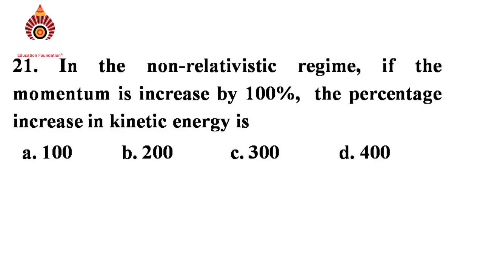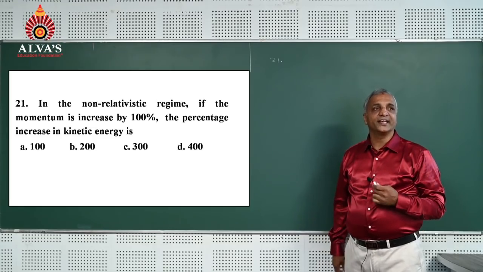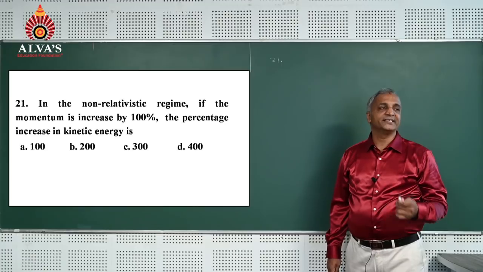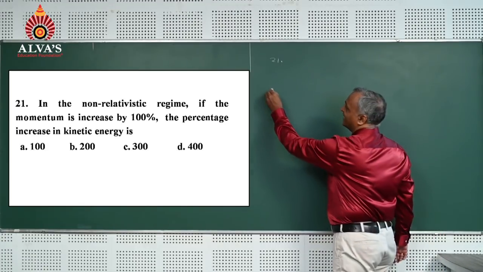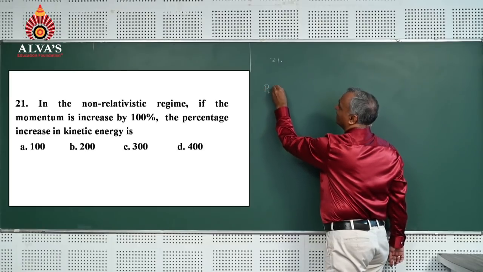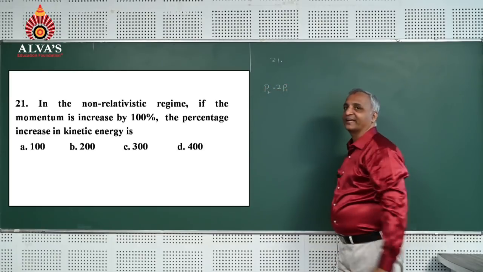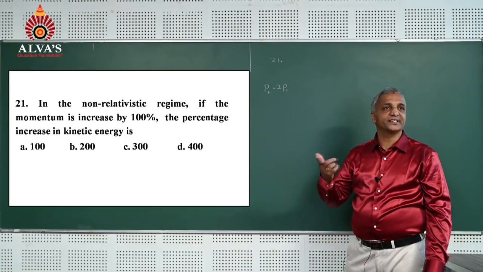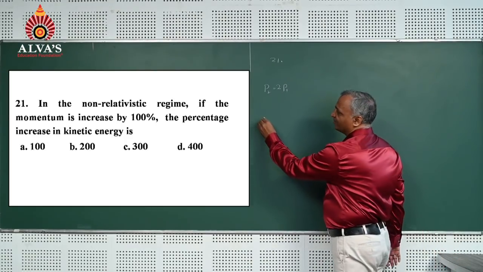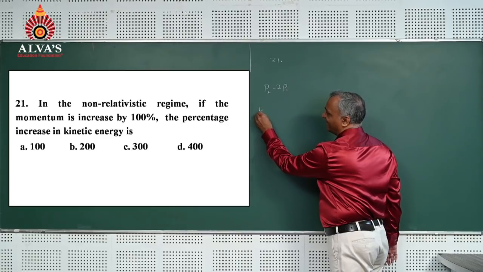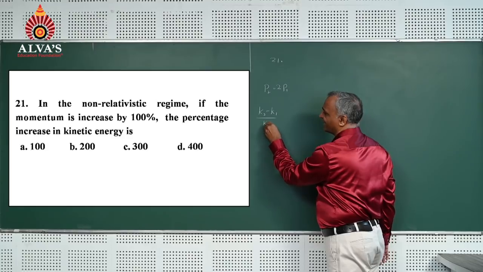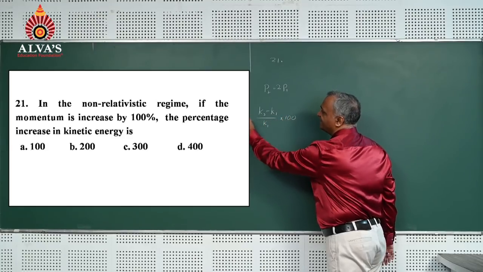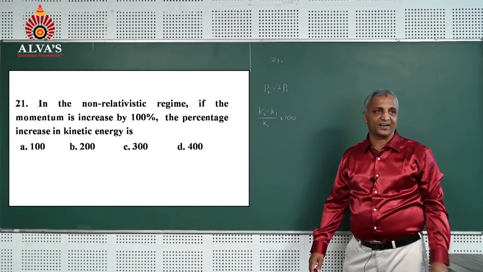Question number 21. In the non-relativistic regime, if the momentum is increased by 100%, the percentage increase in the kinetic energy is. So we are increasing the momentum by 100%, which means the second momentum will be 2 times the first momentum. I want to find out the percentage increase in kinetic energy. Percentage increase in energy will be final kinetic energy minus initial kinetic energy, divided by initial kinetic energy, into 100. This is the percentage increase we will calculate.